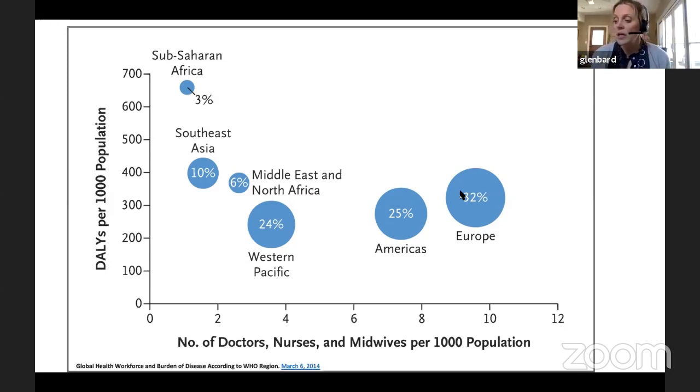This is looking at the disability adjusted life years, but really what it's looking at here is the burden that not having enough doctors puts on a population. And when I look at those circles, that's the total global health workforce of doctors and nurses. So look at the Americas and Europe. When we talk Western Pacific, you're talking Japan, you're talking South Korea. That access to those services is going to give us an ability to live longer.